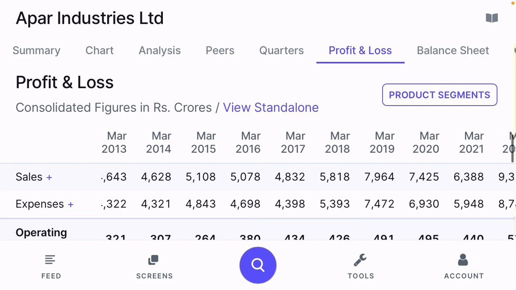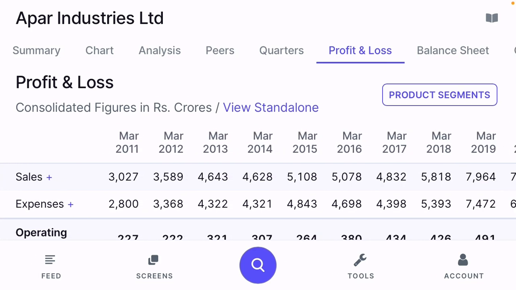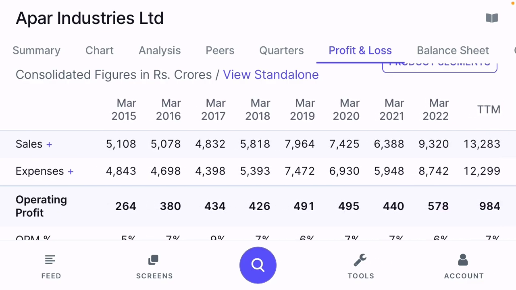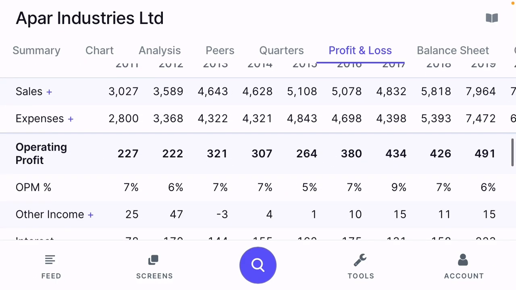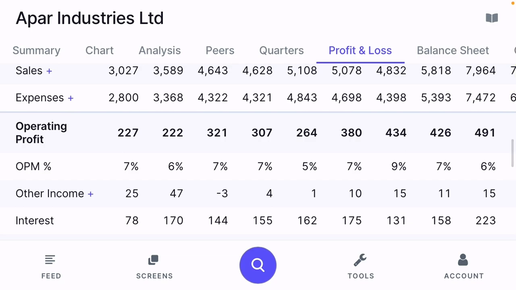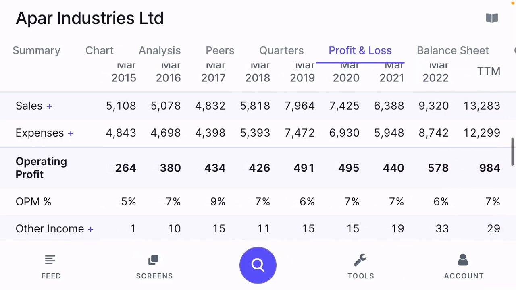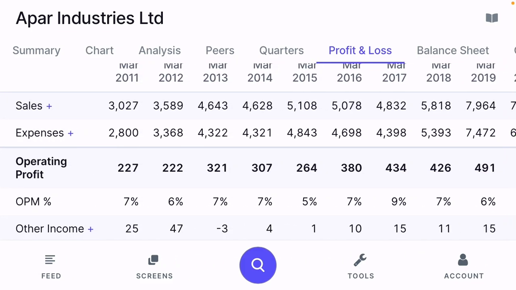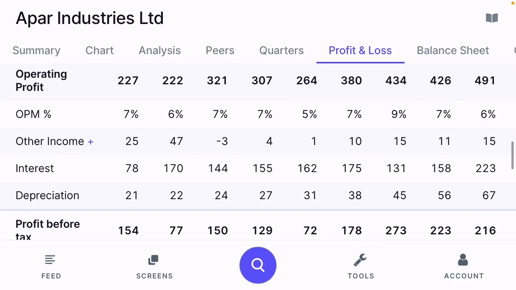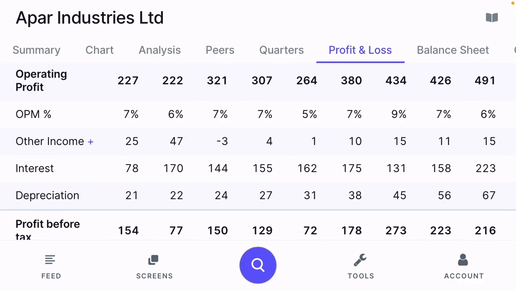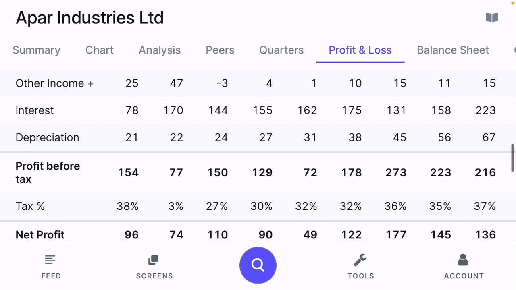Profit and loss, if you talk about the profit and loss for the last 10 to 12 years, in March 2011, the company's yearly sales were 3,027, but now the year's sales are expected to be 13,283 crore, exponential growth in the sales. Operating profit was 227 crore in 2011, but now it is showing almost 1,000 crore expected this year. Operating margin was earlier 7%, now still 7%, but company sales are growing, which is a very, very excellent sign by the company.